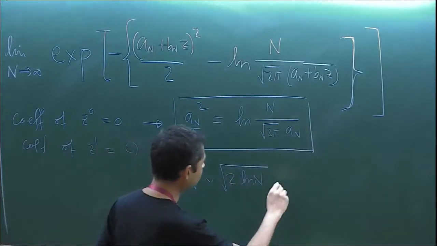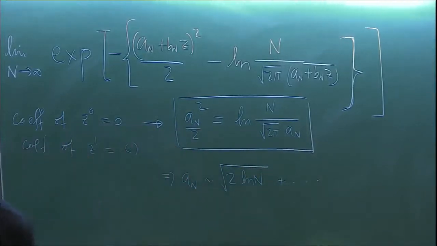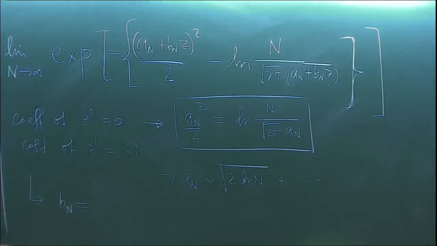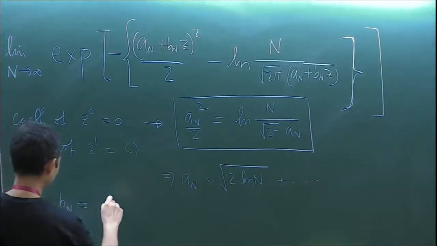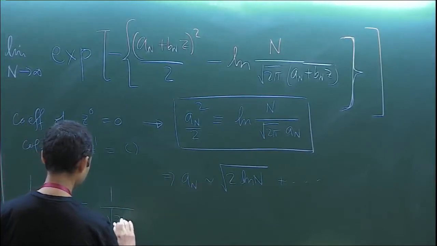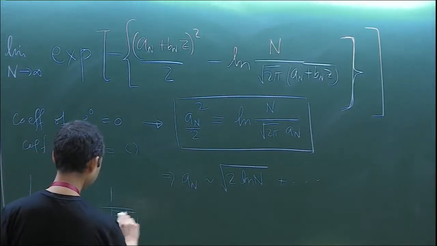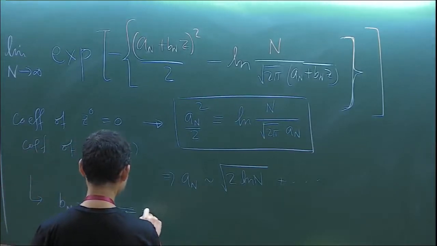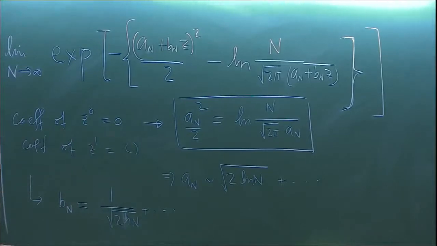So in fact, you can find out all the subleading terms one by one, basically. So this is how an goes. You can also find out how bn behaves, and you'll find that bn goes like 1 over square root of 2 log n, plus higher order terms. So to the leading order for large n, this is how bn behaves.